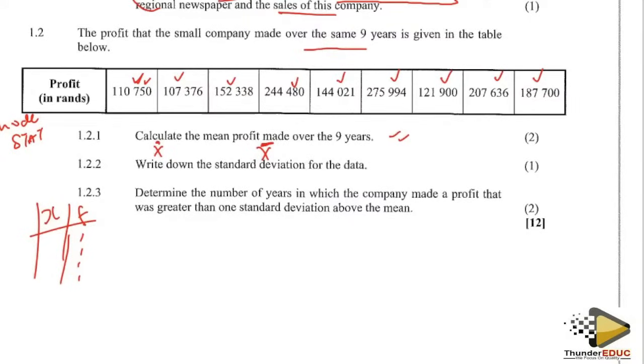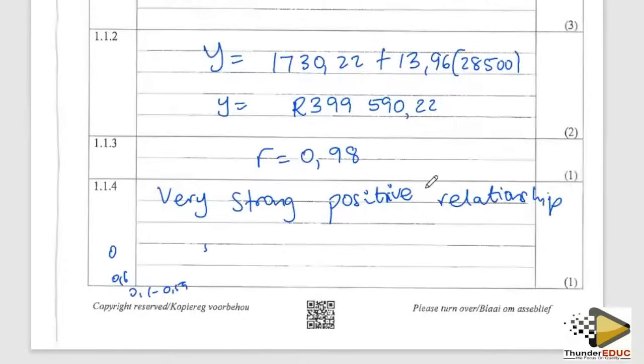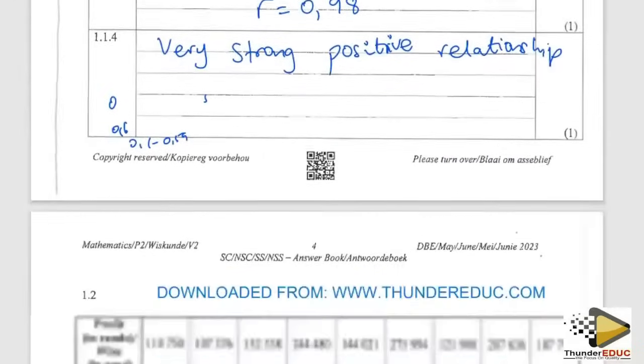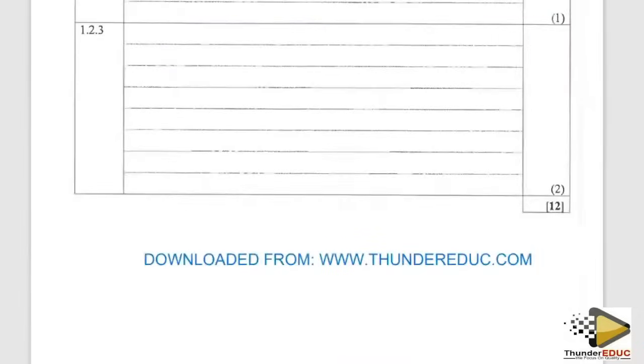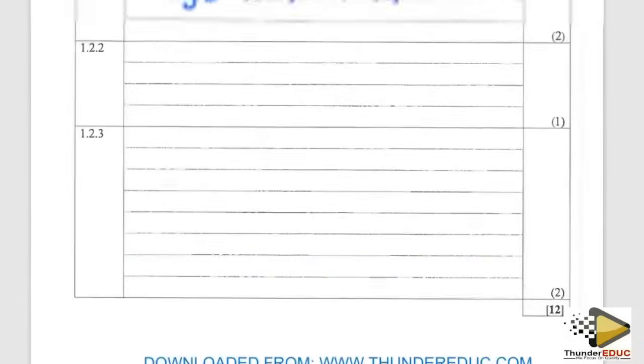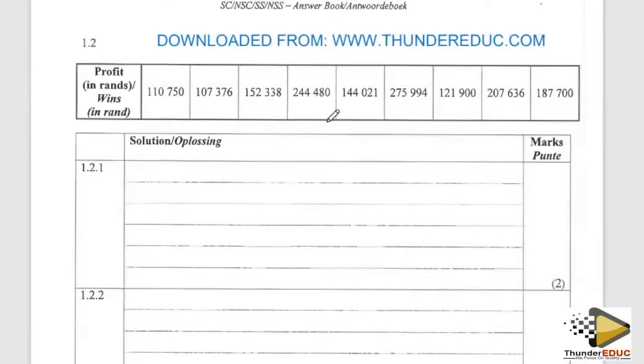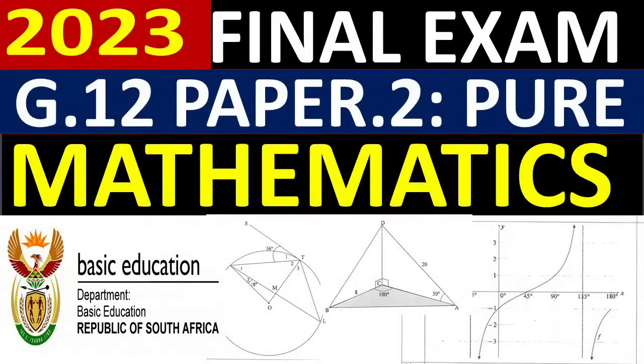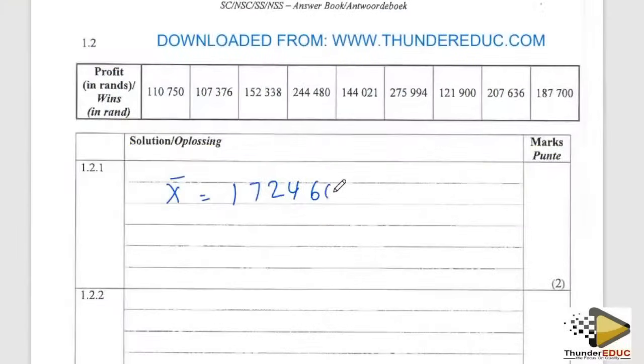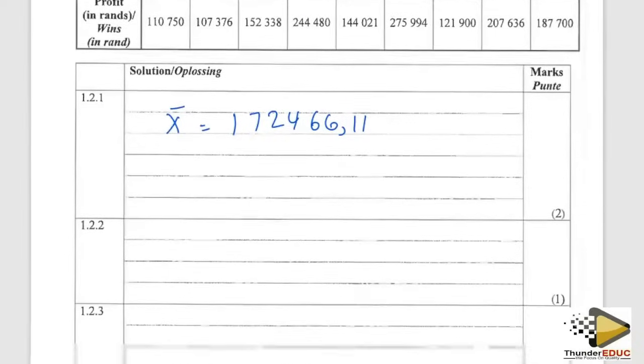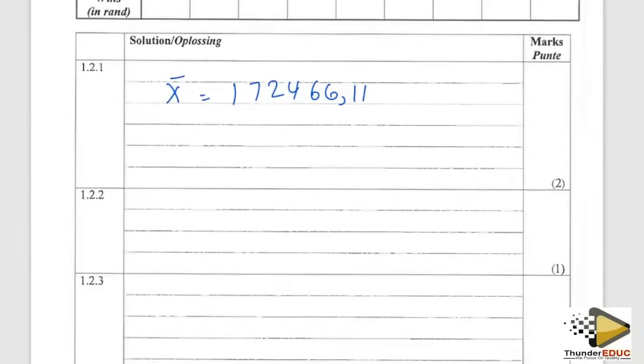172466.11. Okay, so saying the mean is 172466.11 from the calculator. You get 2 marks for that. And then 1.2.2.